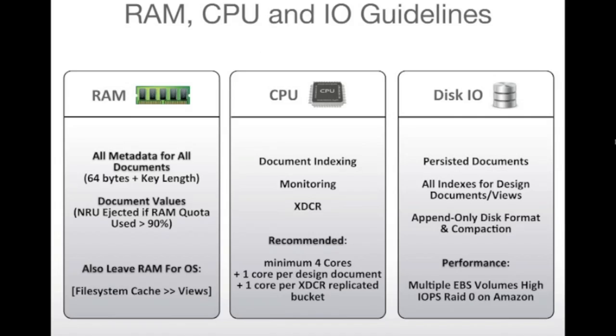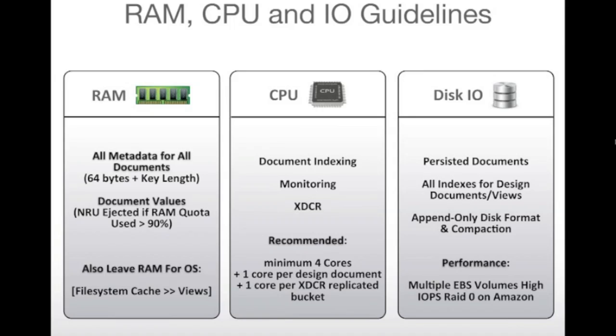So the guidelines for how things work is that RAM is for all your metadata and your document values as well. Generally speaking, most people want to have all their values in RAM for the highest performance. So metadata takes 64 bytes plus the length of the key. If your keys are 32 characters long, you're adding that 32 bytes to that 64, and that's a way you can calculate your metadata requirements.